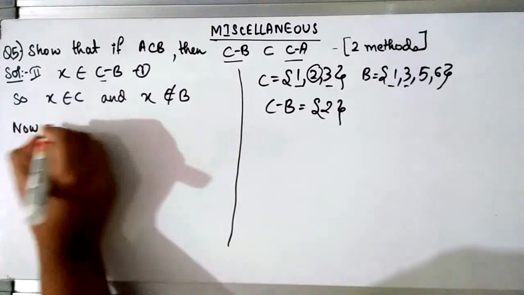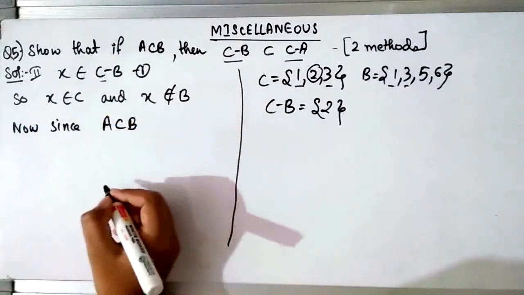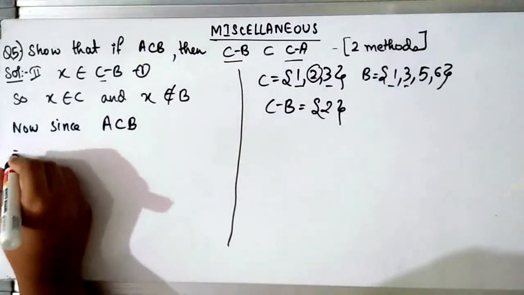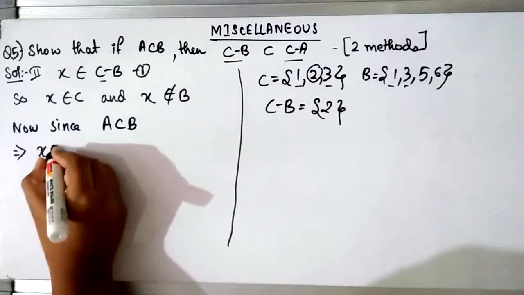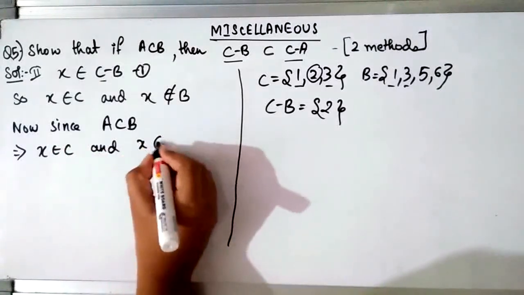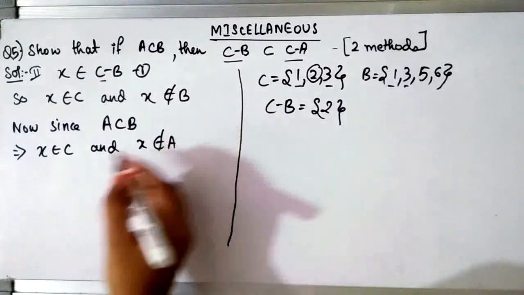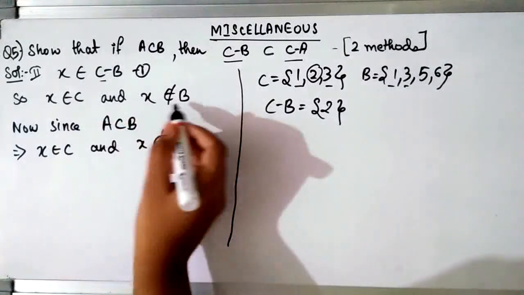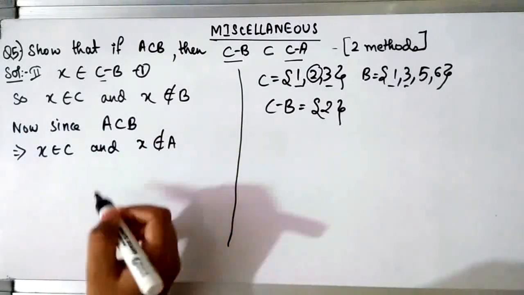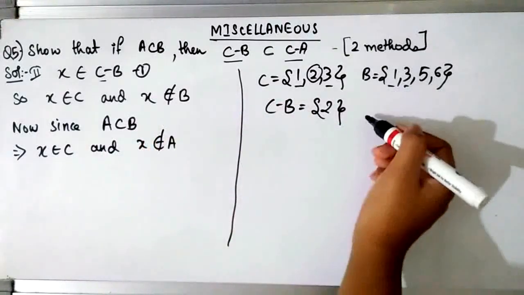Now, since A is a subset of B, that is, A is nothing but a part of B, we can again say that X belongs to C and X does not belong to A. We can say that because in our previous step we said that X does not belong to B but it belongs to C. So again we can say that X belongs to C and it does not belong to A, because A is nothing but a part of B.